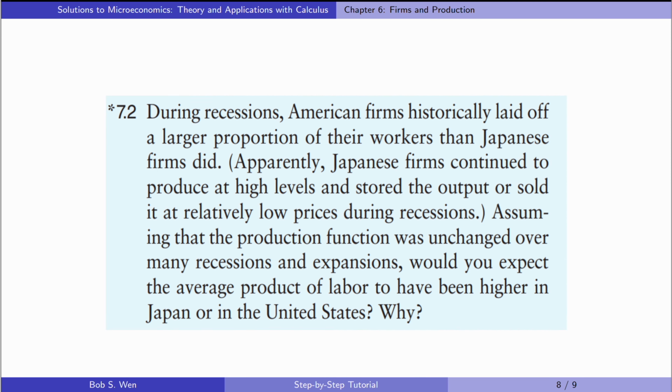Let's find answers to exercise 7.2. During recessions, American firms historically laid off a larger proportion of their workers than Japanese firms did. Assuming that the production function was unchanged over many recessions and expansions, would you expect the average product of labor to have been higher in Japan or in the United States? Why?